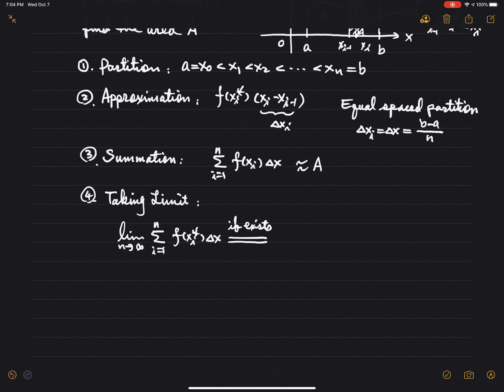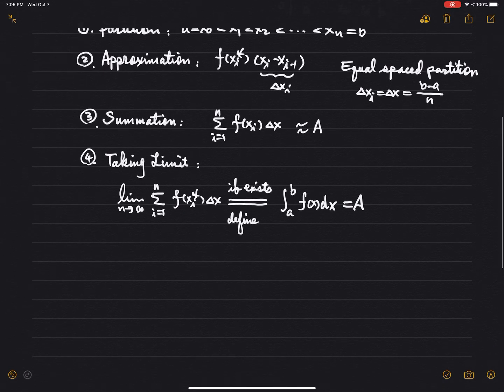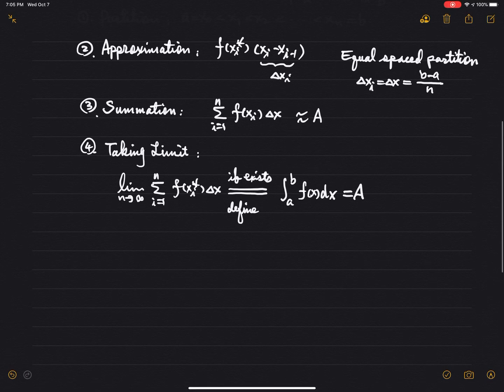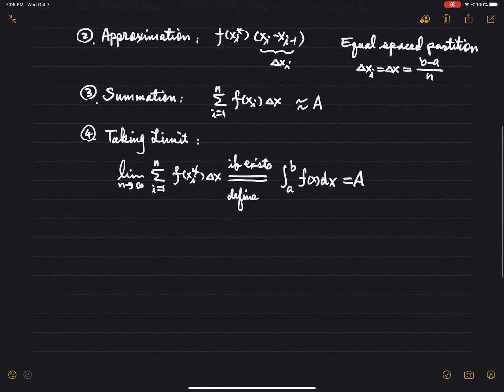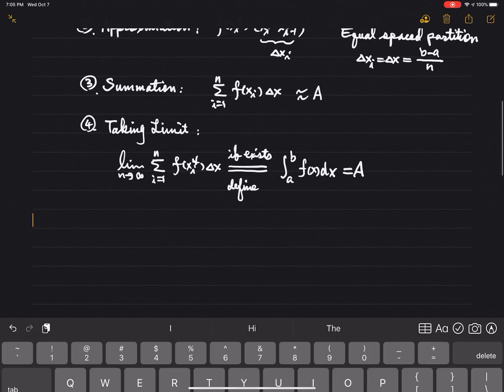Okay. Then we define this summation to be the integral from a to b, f(x) dx. We call that the integral, and that's the area. That's the exact area. That's how we defined the definite integral. So you can review your Math 1B, I believe in chapter 5, for the definition. Now, today we're going to talk about double integrals.